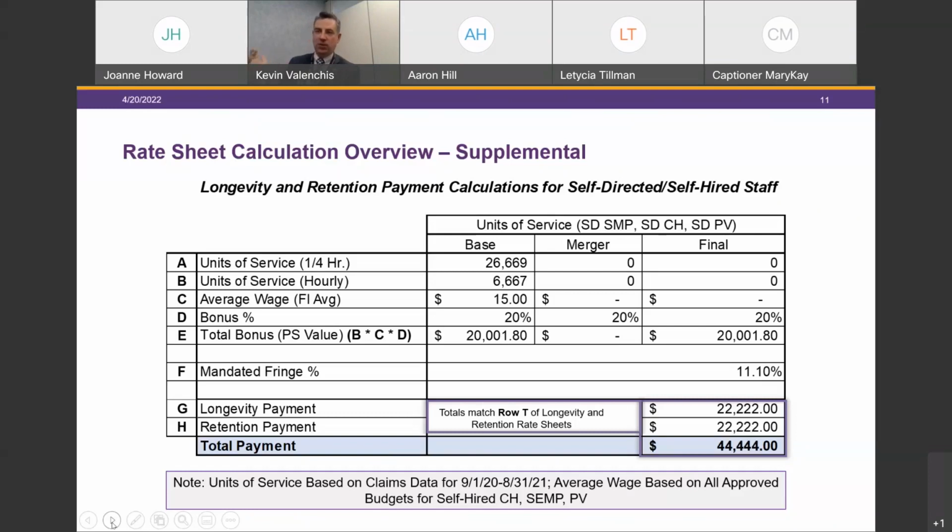Remember, if we're paying families a difficulty of care payment in the previous slide, there's no mandated fringe liability. It's in essence the equivalent of a rate bump for those families. Here, again, because the FI is the employer of record, they're employing the self-hired staff. They bring in their 11.1 mandated fringe benefit percentage times the $20,001.80, and you calculate your longevity and retention payments of $22,222. Again, they match row T of the previous longevity and retention rate sheets that we went over.